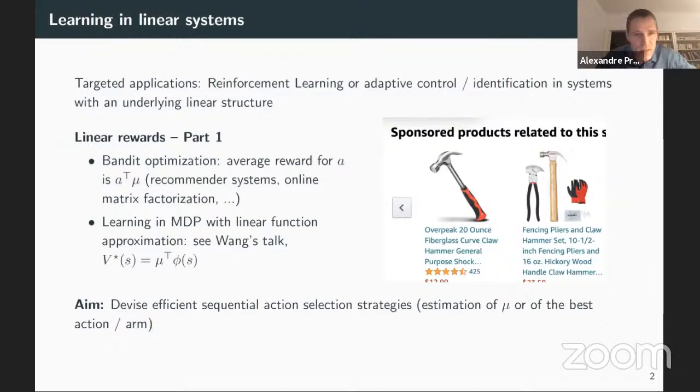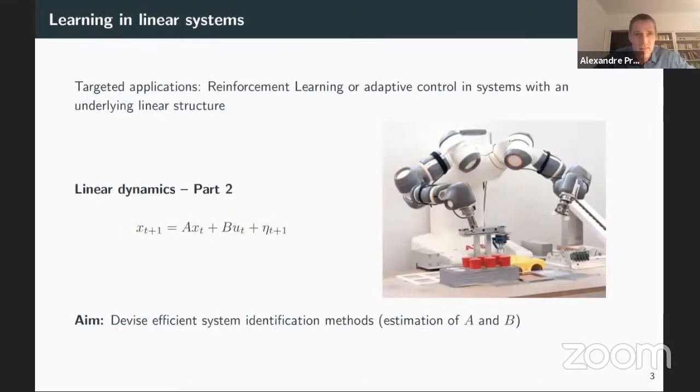In the second part of the talk, I will talk about linear structure, but concerning dynamics. So I will revisit system identification in the classical control framework, where the state of the system at time t plus one is just a linear function of the current state at time t, A x_t, plus, of course, some kind of control action B u_t plus noise. And the goal here, like in any system identification problem, is to devise an efficient method to estimate the system, so to estimate A or B.